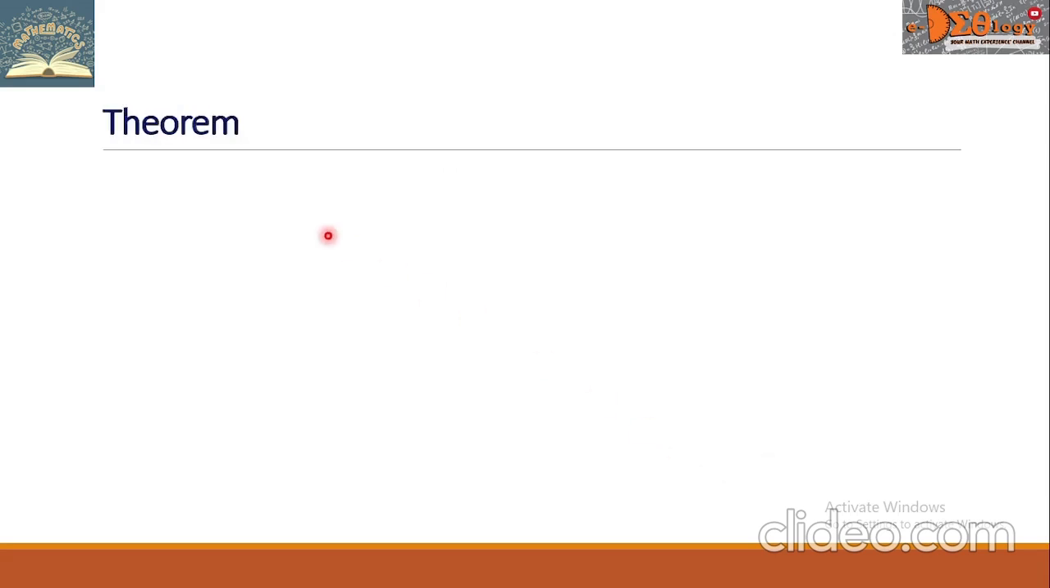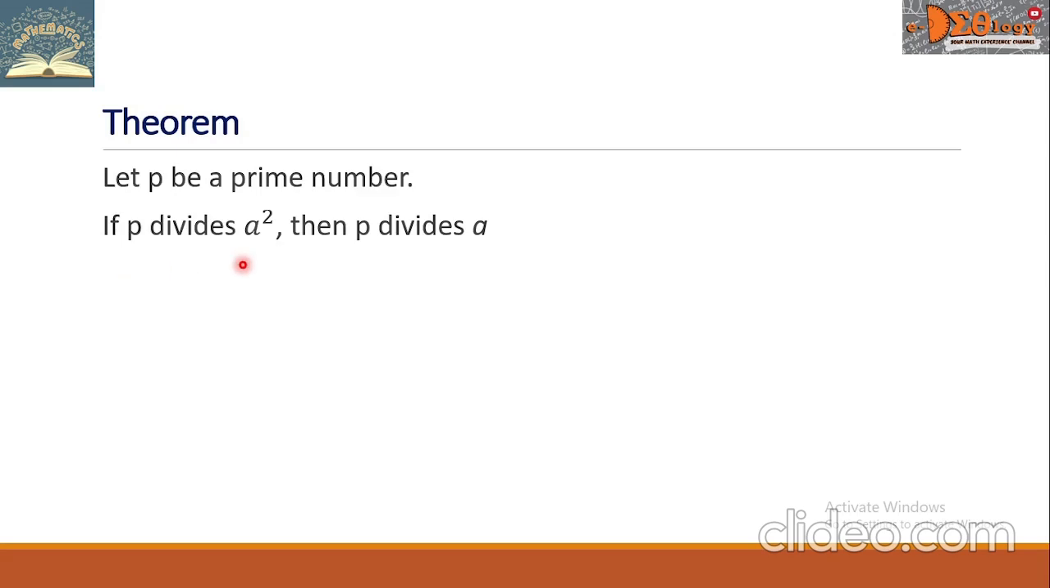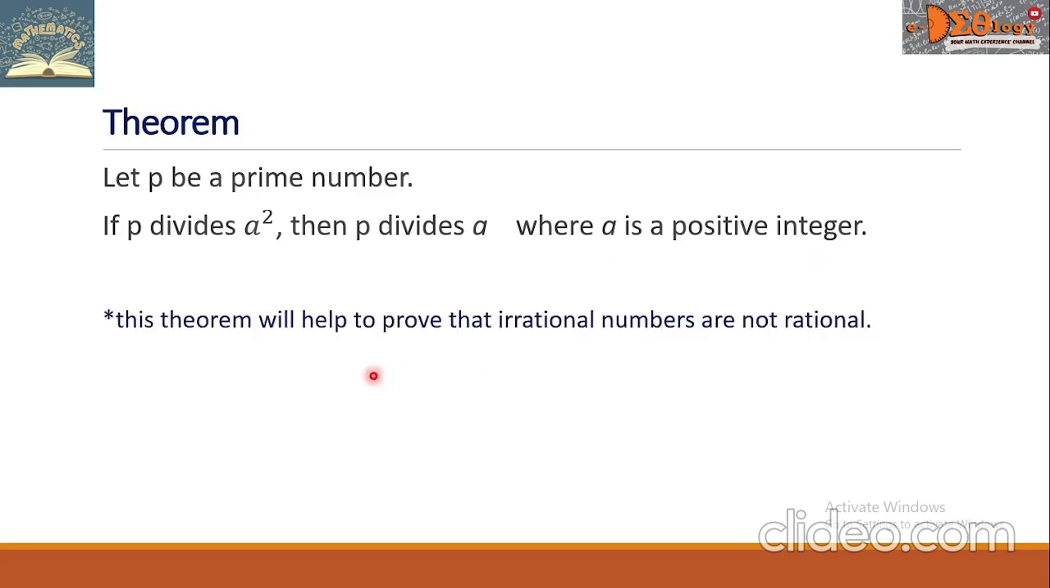We have this theorem. Let p be a prime number. If p divides a square, then p divides a, where a is a positive integer. This theorem will help to prove that irrational numbers are not rational.